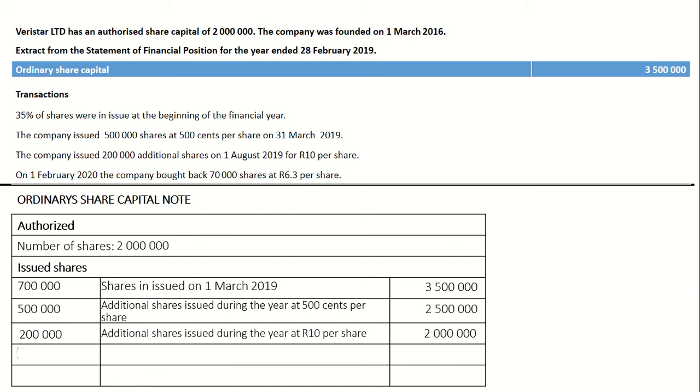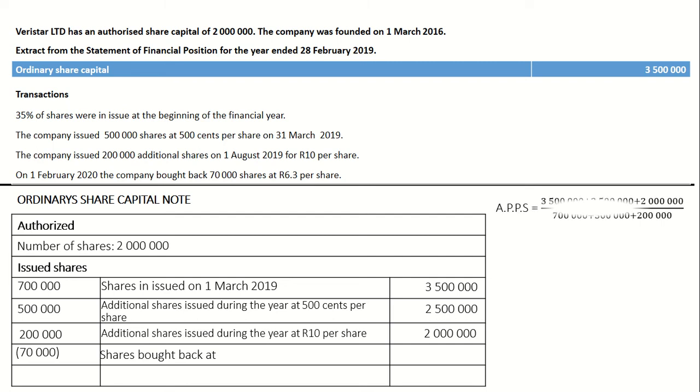And then we bought back 70,000 shares. We don't know how much they were bought back. Well, we bought them back at 630. That is how much we paid for these shares. But remember, I said your share capital will always decrease at original cost, and the original cost price of the shares will simply be the average price per share.